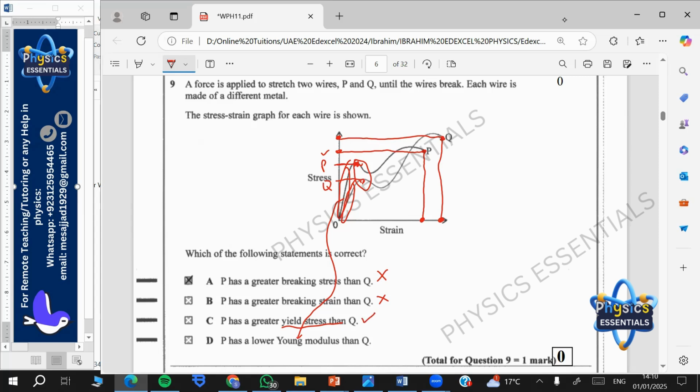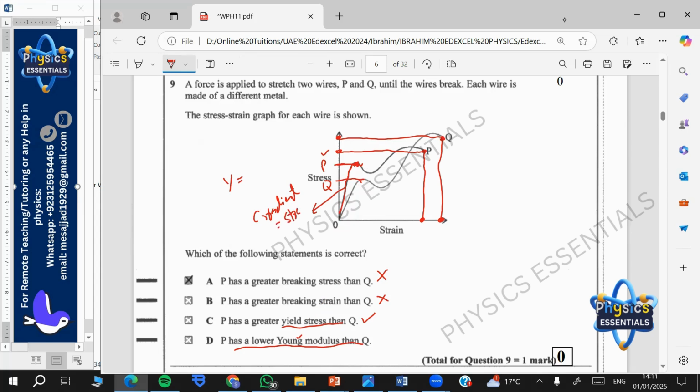And here P, they're saying, in the option, that P has lower Young modulus than Q. No, it is again not correct, because it is steeper and it has large gradient. Large gradient means large Young modulus, because Young modulus or gradient is actually rise over run.